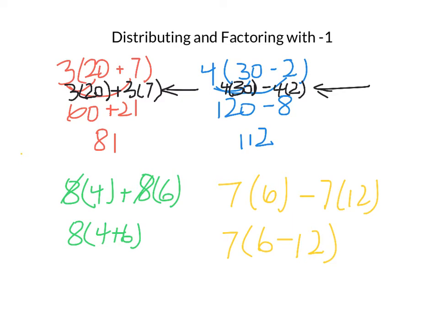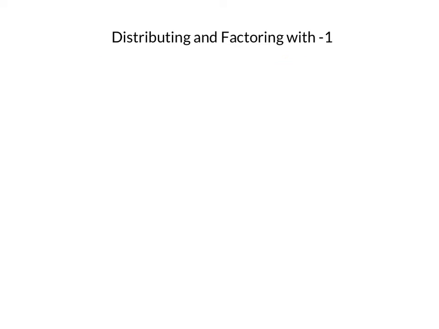Well, let's turn this all into distributing and factoring with negative 1. We'll start easy with something like negative 5 plus negative 3. If we're going to factor out the negative 1, what we want to look at is that negative 5 is made up of negative 1 times 5 plus negative 1 times 3. And then we pull out the negative 1 right here and here, and I'm left with 5 plus 3.